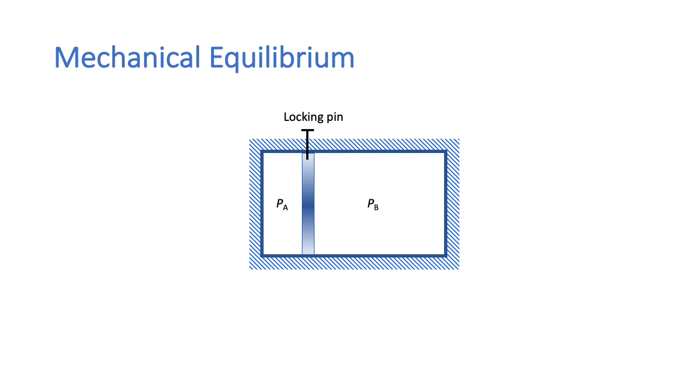We now want to analyze the case of mechanical equilibrium. We have over here a cylinder which is separated into two compartments by a sliding piston. The piston is initially held in place by a locking pin. The two compartments, which we label A and B, initially have different pressures, Pa and Pb. The pin is removed, the piston slides until it reaches equilibrium, and then both system A and system B have the same pressure.